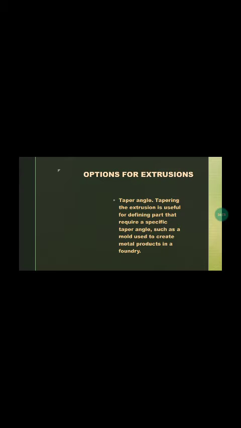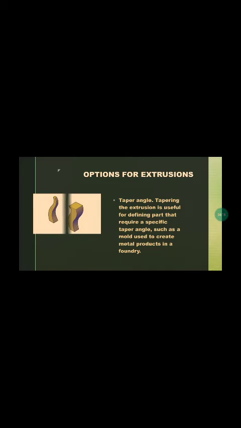Tapering the extrusion is useful for defining part that required a specific taper angle, such as mold used to create metal products in a foundry. Taper angle is the extrusion is useful for defining part that required a specified taper angle, such as mold used to create metal products in foundry.